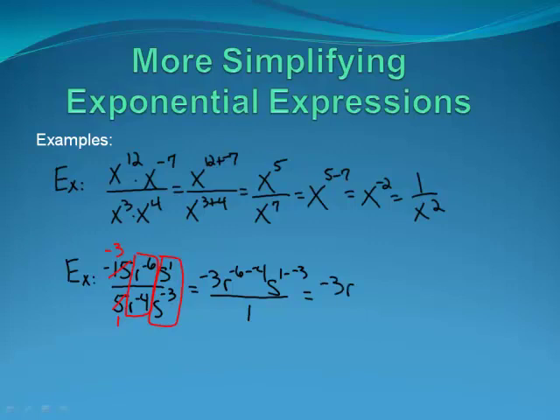r to the negative 6 minus negative 4 is the same as adding a negative. So negative 6 plus 4 is negative 2. We've got s to the 1 minus negative 3, which is the same as adding a positive. So that gives us s to the 4th. Okay, and again, that's all over 1, and I put that 1 back in because I can see that to get my final answer, I'm going to have to move my base r down to the denominator. So we've got negative 3 s to the 4th divided by r to the positive 2.